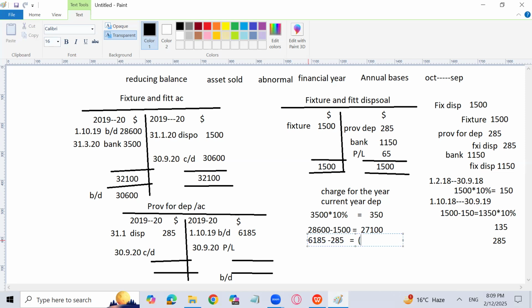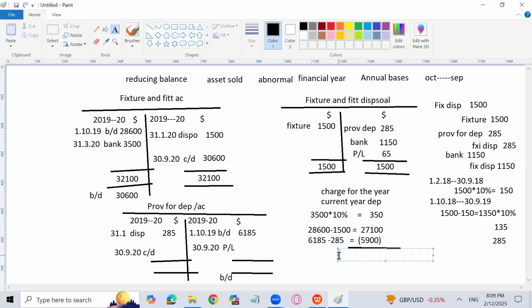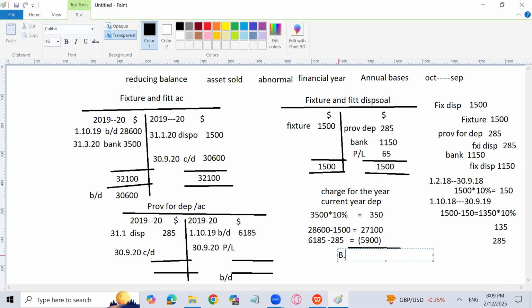So 6,185 minus existing depreciation minus 285, because that depreciation is included in this, that is going to be how much? 5,900. So 27,100 minus 5,900, that is the book value of the existing assets on which you need to charge depreciation. So how much is going to be the book value, if you can tell me?